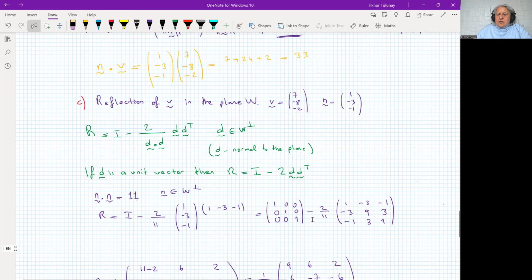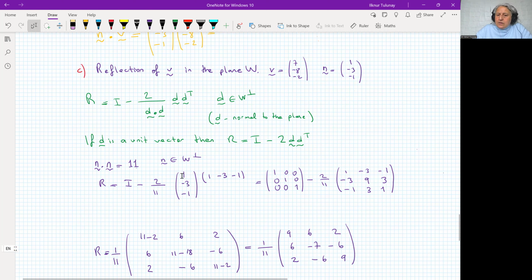So identity matrix minus 2 over 11 and the multiplication of these two. This is a very simple multiplication because this row with this column is just 1, minus 3, minus 1, exactly. So you multiply this row with minus 3 to give you the second row, and you multiply this with minus 1 to give you the last row. And now you need to calculate this matrix equation.